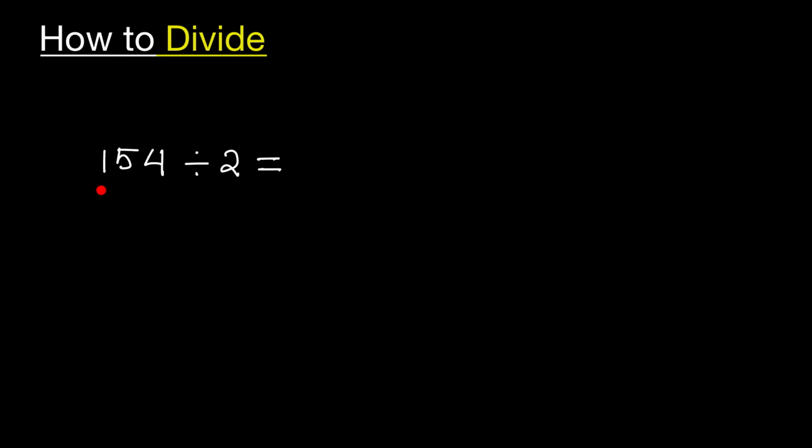Let's learn how to divide the number 154 by 2 using the long division method. Consider the number 15 because 1 is less than 2. We know that 2 times 7 is 14. Subtract, we get 1. Now this 1 is less than 2, so we will bring down this adjacent 4 here.